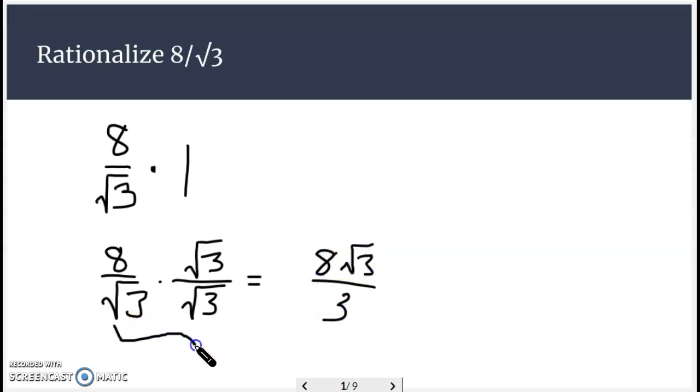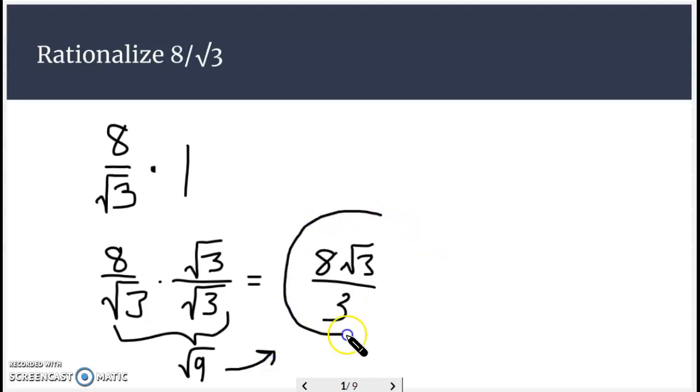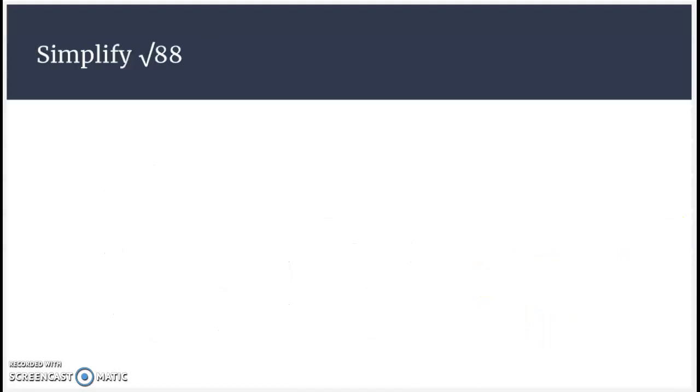This right here really means square root of 9, right? Square root of 9 is 3. So our final simplified answer, rationalizing the denominator, 8 square root of 3 over 3. Let's try it again. Square root of 88.